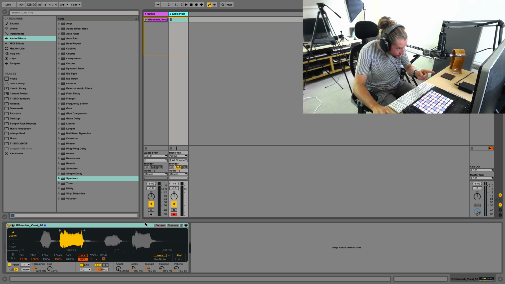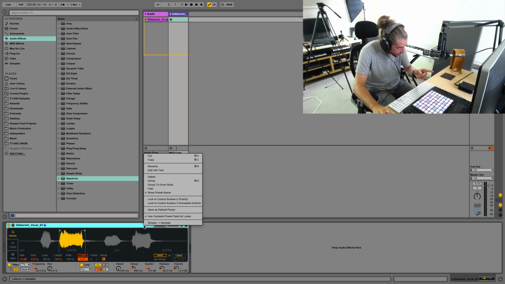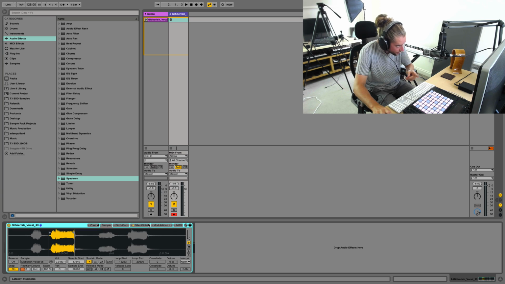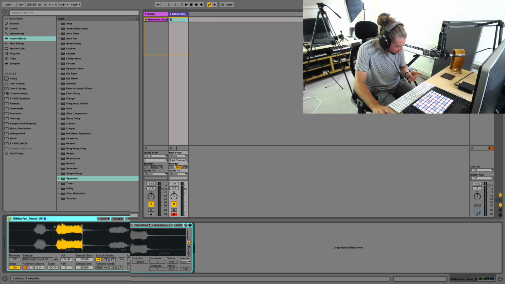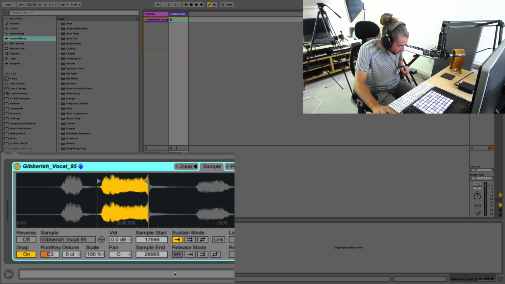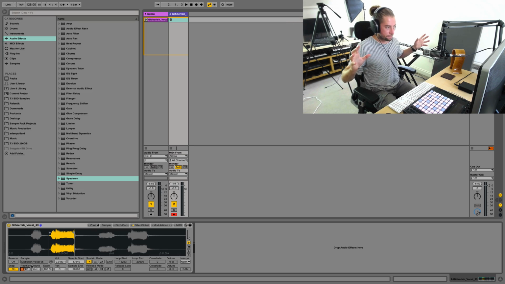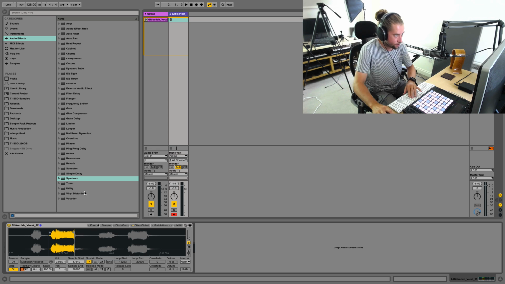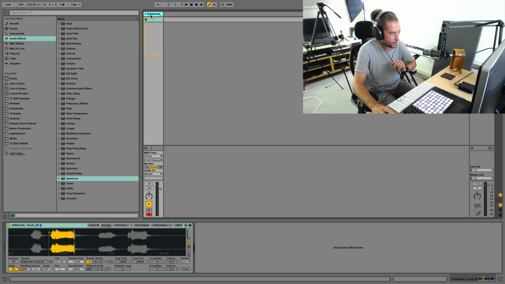To convert Simpler into Sampler, there's a bit of a trick. Right click, Simpler to Sampler. Look at that. Then you can see this option for root key, which I can configure to be F#2. And that is all you need to do to tune the vocal sample in a sampler. Therefore, every note I press on the keyboard will be played at the correct pitch.